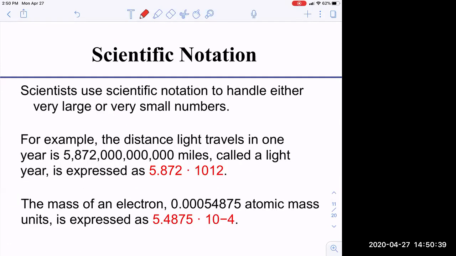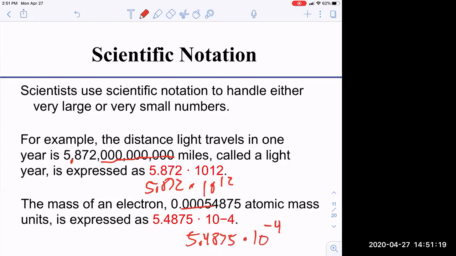Okay, pretty much the last topic in this section is scientific notation. Something screwed up with their notation here. This is 5.872 times 10 raised to the 12th. Meaning, you would have to move your decimal point 3, 6, 9, 12 places over. That's a 10 to the 12th. Here, I'm moving it 1, 2, 3, 4 to the left. So that becomes 5.4875 times 10 to the negative 4th.